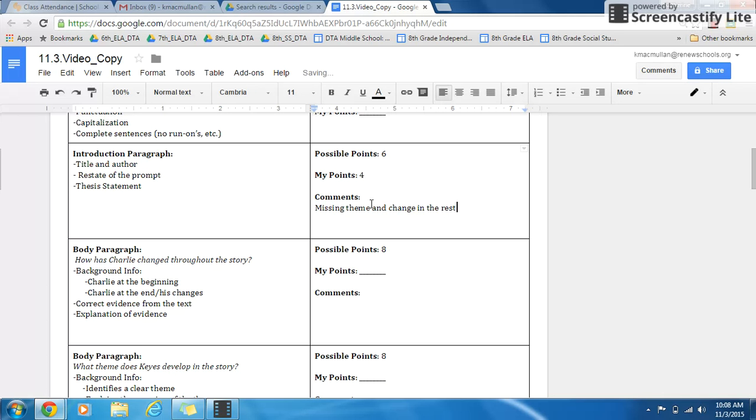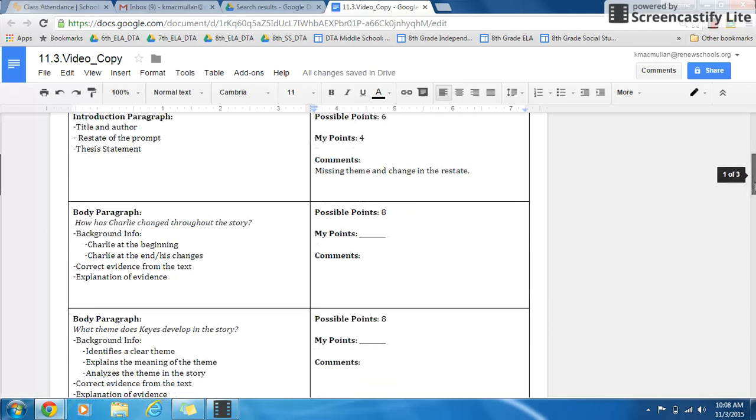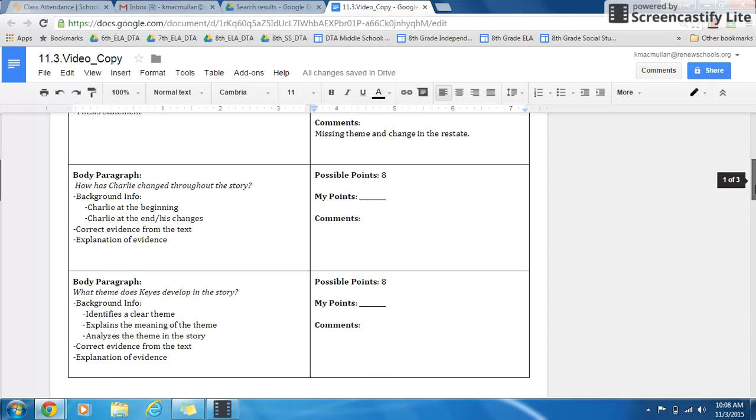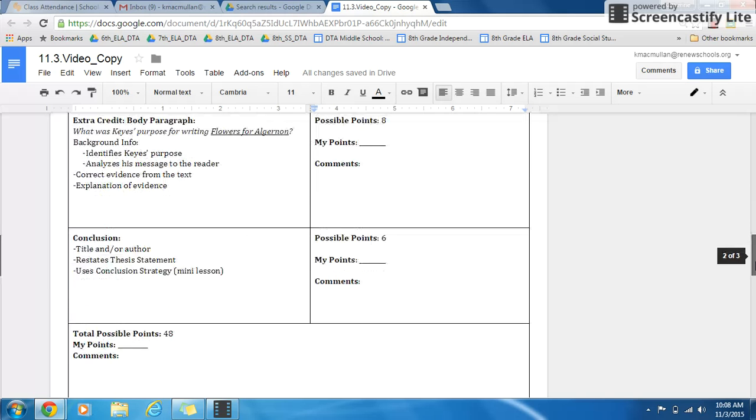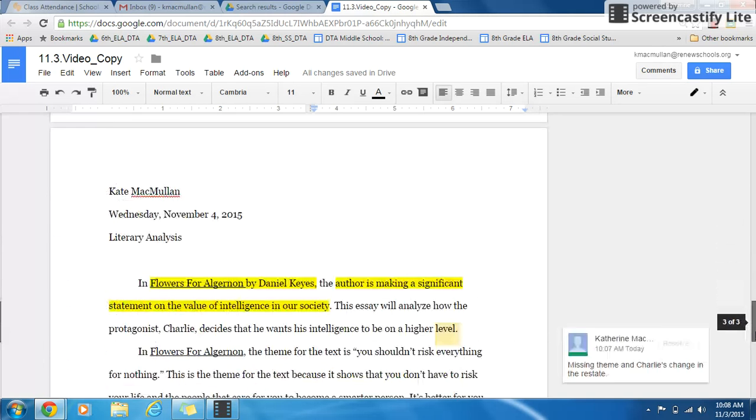Now you do not need to write this on yours because you're going to be using your rubric to grade your own, but this is just how our example looks. I'm going to do the body paragraph. Those are worth 8 points really quickly, and then you guys can just continue working on your paragraphs.